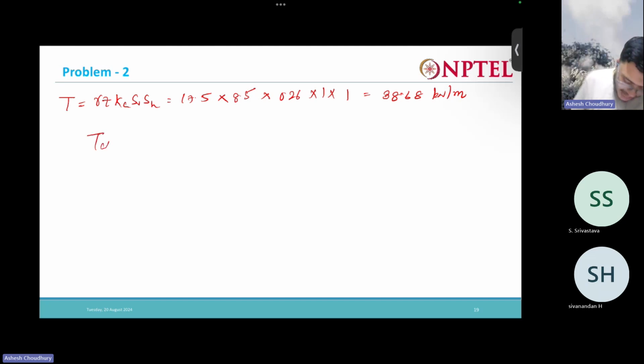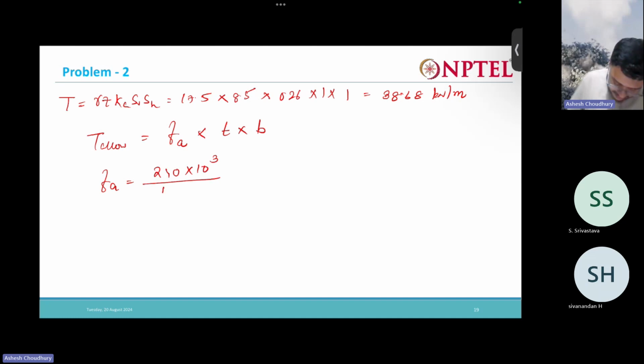Now what is the allowable strength? Allowable strength is F allowable. F yield is given to us, the yield strength. From that you have to find the allowable strength, allowable times thickness times width. So F yield is 240 MPa, given. I will divide it by the factor of safety or the reduction factor to get the allowable.